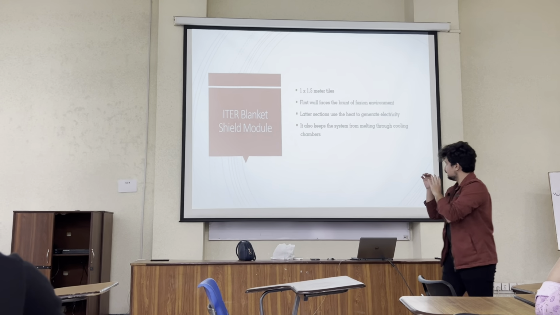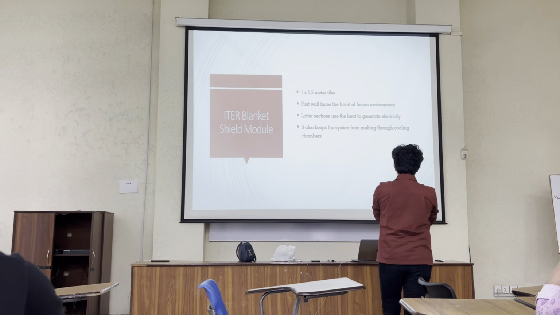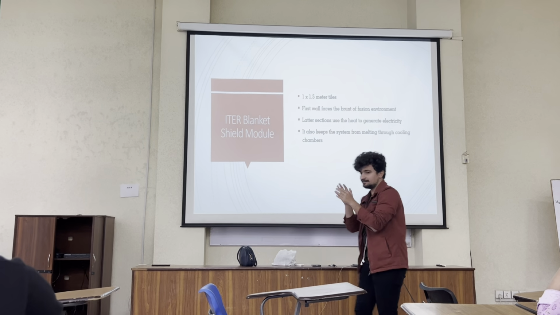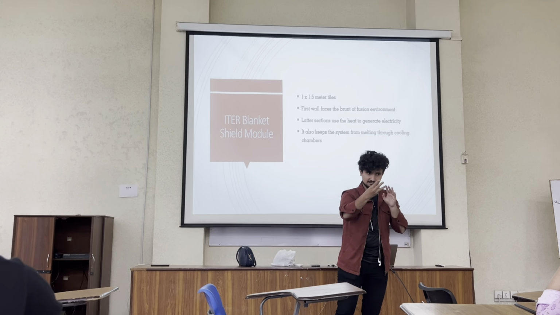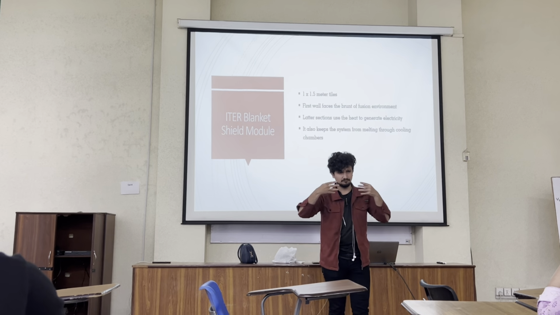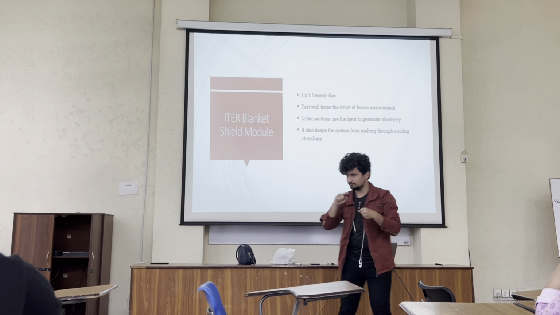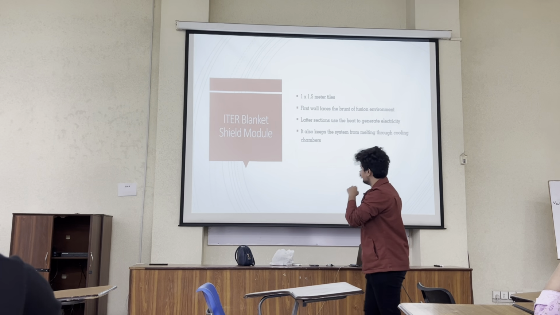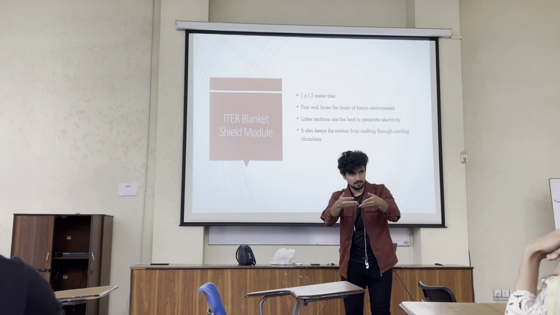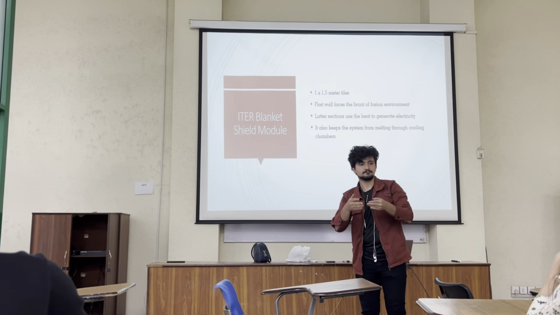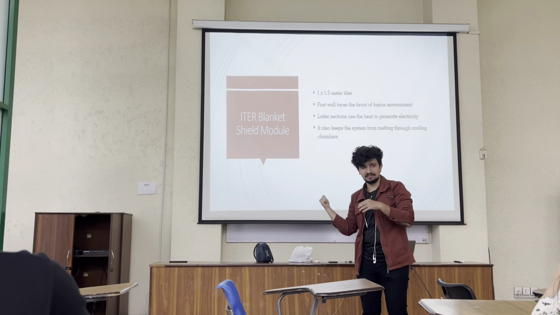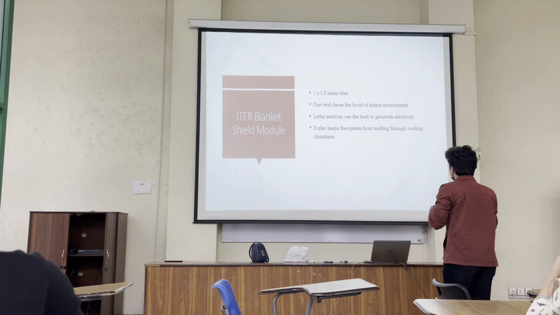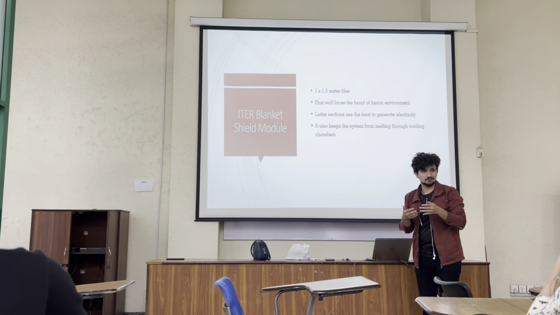Now, the first wall is the most important because it faces the brunt of the fusion environment. And in the later sections, it actually has two walls. The first wall with 3 components, and then the later wall, which has some finger-like structures. I will go into that detail after this. And the later section uses the heat which is generated within the system to warm up the water present within those walls. I will talk about that in the later slides as well, to generate electricity. And it also keeps the system from melting through cooling of those walls.